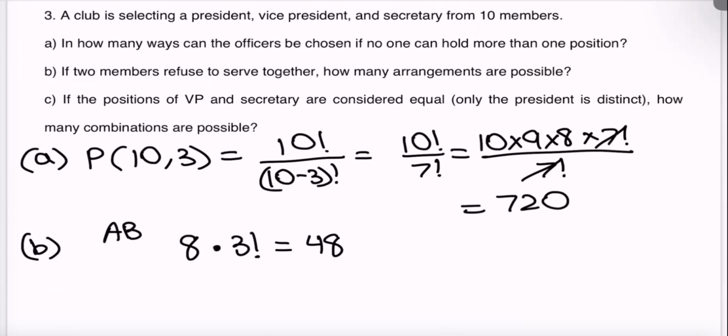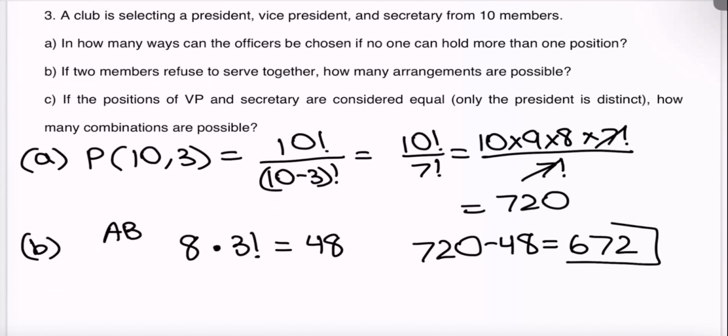And so that's how we got this number. So now I'm going to subtract that number of ways that they definitely are working together from the total of all the ways to get the number of ways that they are not working together. So if I do that, I get 672. And so that's my final answer for part B, that there are 672 possible arrangements that are still possible even if these 2 members, A and B, decide that they refuse to work together.